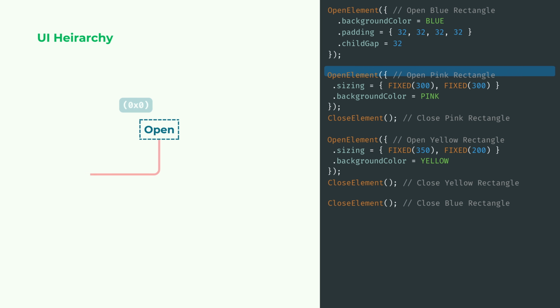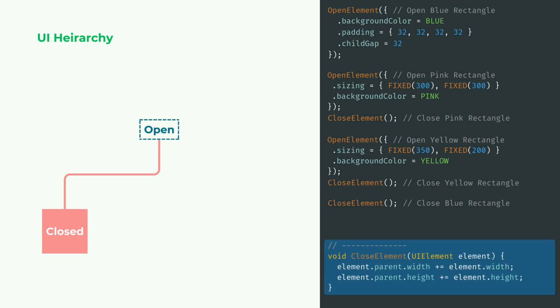Next up, we call open again to add our first child. Because our first child rectangle has no children, we immediately call the close element function. And you can see how this directly corresponds to the reverse breadth first approach we were talking about before. An element's close function will only be called after all of its children have closed.